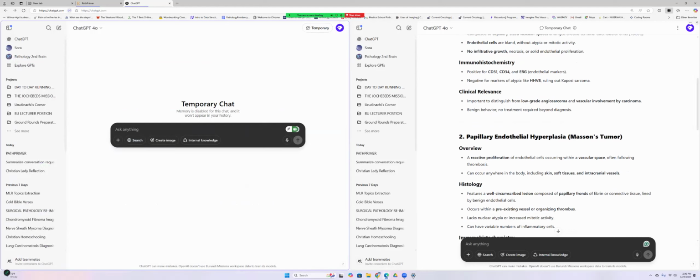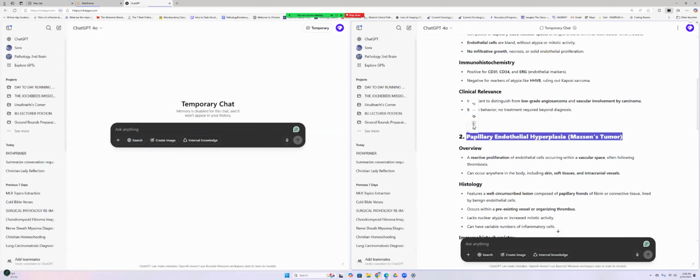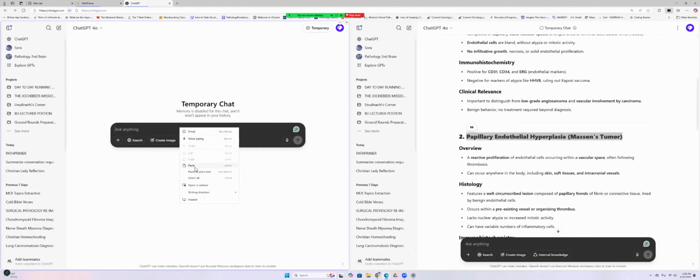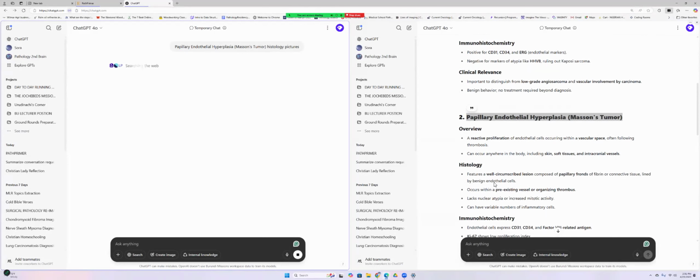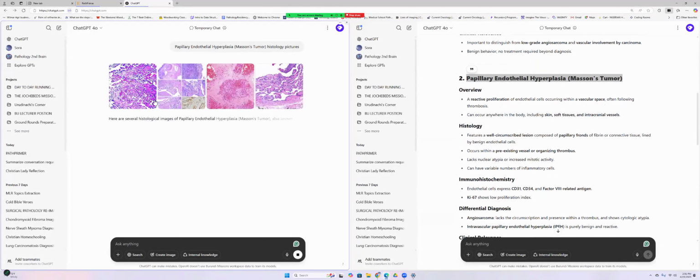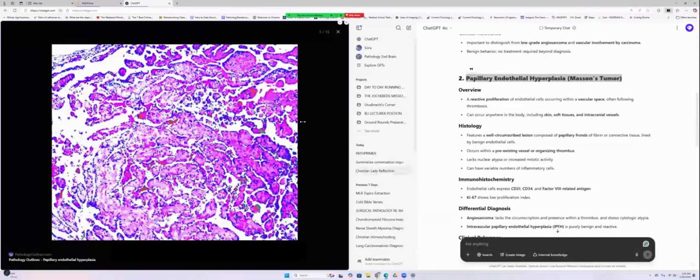Now, the next one is papillary endothelial hyperplasia, Masson's tumor. Let's get histology pictures of this. It's a reactive proliferation of endothelial cells occurring within a vascular space, often following thrombosis. It can occur anywhere in the body: skin, soft tissue, intracranial vessels. It occurs within a vascular space, following thrombosis.